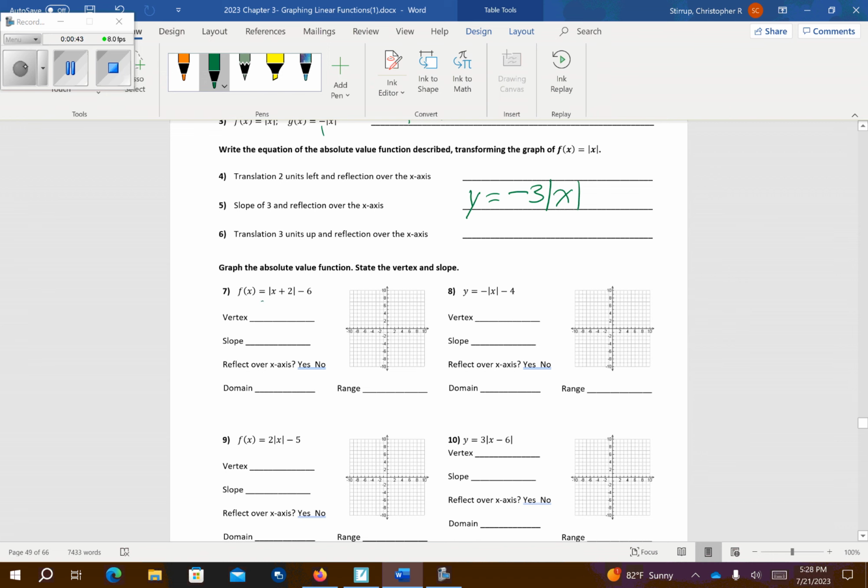Number 7, our vertex is going to be opposite because it's grouped and same as outside, so negative 2, negative 6. Our slope is going to be 1 because there's a 1 out front, so right 1 up 1, left 1 up 1. So there it is. Doesn't reflect over the x-axis. Domain is negative to positive infinity. We have a range. I'm going to look at that. It's opening up, so it's going to go from negative 6 to infinity.